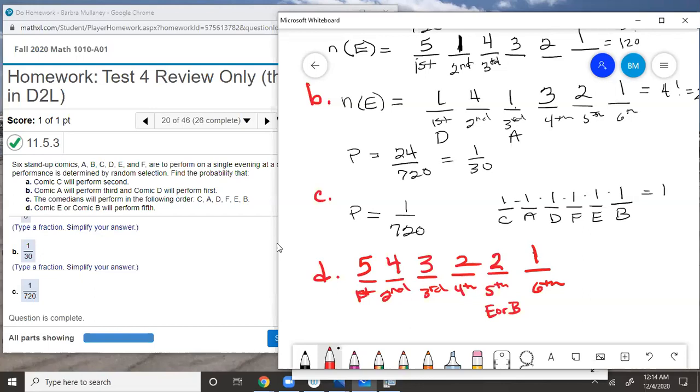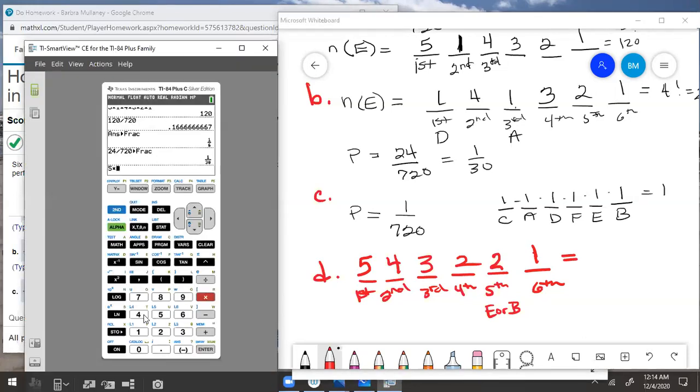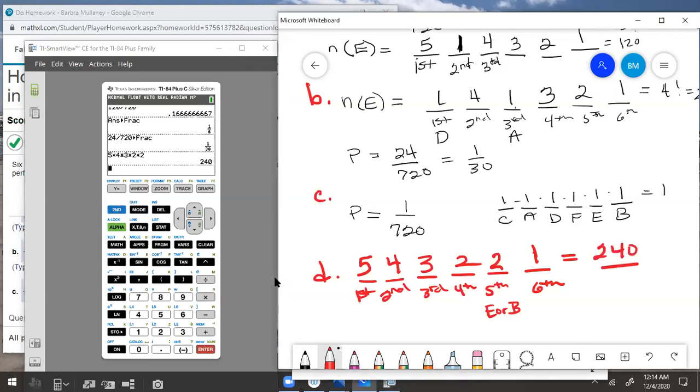So the total number in our numerator, we can put this on our calculator, 5 times 4 times 3 times 2 times 2 is equal to 240. And we're going to divide that by 720. Press math, enter, enter, and the answer is 1/3.